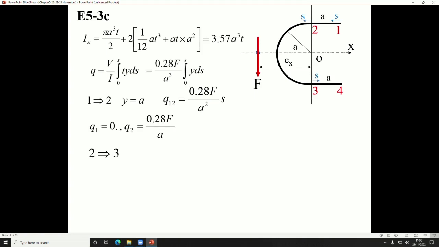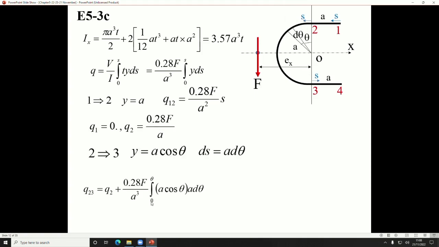So now we move on to panel 2-3. So the shear flow at point 2 is obtained, so it's a constant value for the next variation. Are you happy with this equation as well? Excellent. So Q2 is equal to 0.28 F over A. So this is just a sinusoidal distribution.